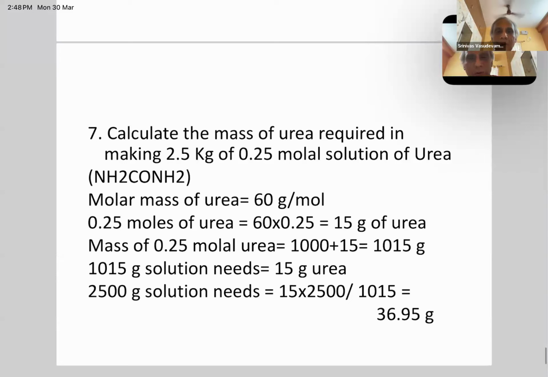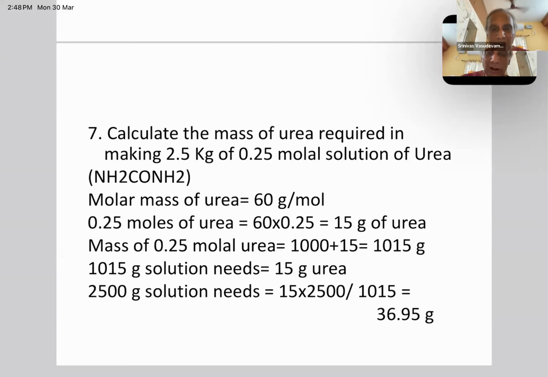Now let's see the last one. Calculate the mass of urea required in making 2.5 kilogram of 0.25 molal solution of urea. Molar mass of urea, 60 gram per mole. So 0.25 mole, first find out what is the mass of urea in 0.25 moles of urea. So that is 60 into 0.25, 15 gram of urea.